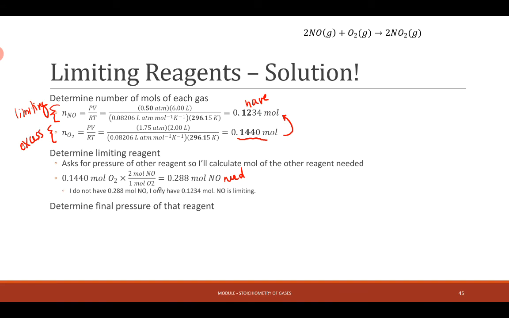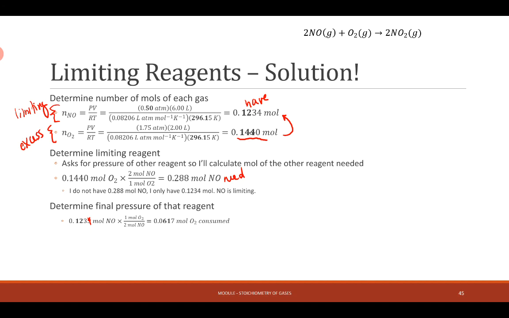So now I have to figure out how much oxygen is in excess. How much is left after this reaction is complete. To do that, I have to calculate how much oxygen reacted with the nitrogen monoxide. So I'm going to take my limiting reactant here and calculate how many moles of oxygen gas are consumed in that reaction. And I calculate that I have 0.0617 moles of oxygen gas used up.